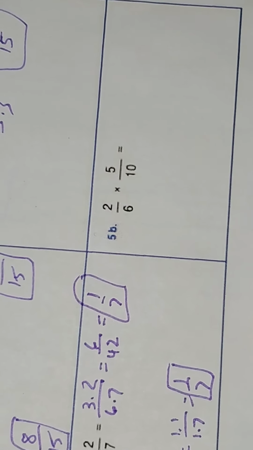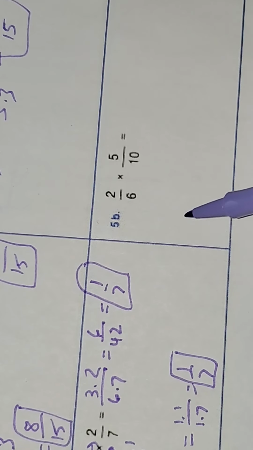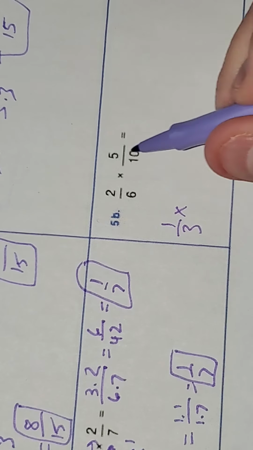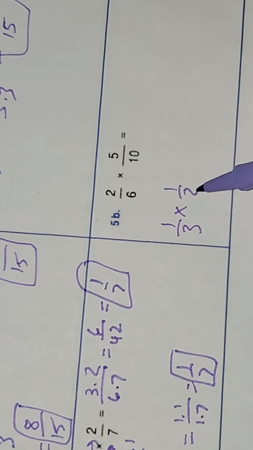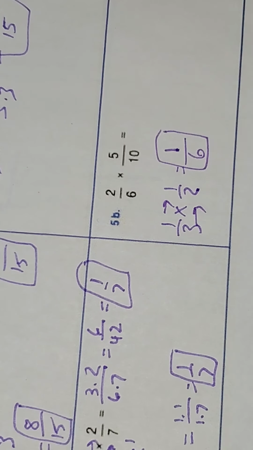The last problem, they both reduce. Look at this. 2/6 becomes 1/3. 5/10 becomes 1/2. 1 times 1 is 1. 3 times 2 is 6. And there's your final answer.